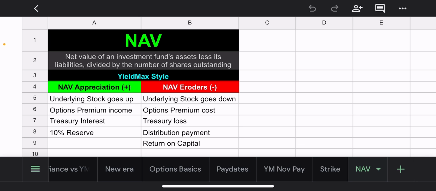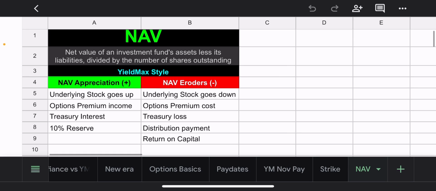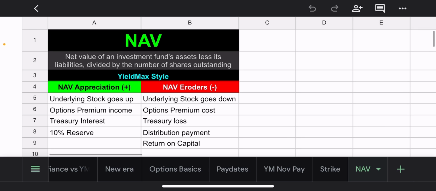So what are we going to talk about? What is NAV? NAV is net asset value. That's what it stands for, net asset value of an investment fund's assets less liabilities, divided by the number of shares outstanding. And that's how they come up with the NAV, right? So what does that mean? That means that's how it's priced, right? Assets minus liabilities divided by outstanding shares.